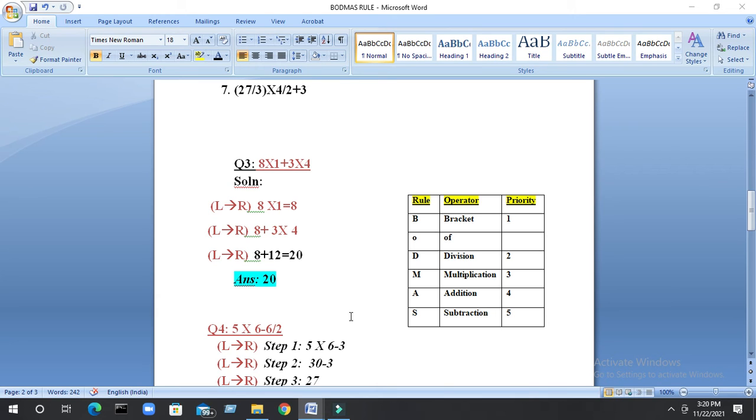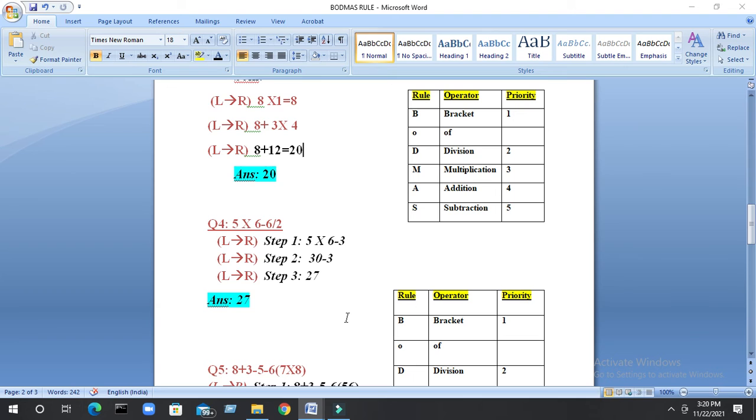When does the BODMAS rule work? When there is more than one operator in an expression or in an equation. Next, let's move on to the fourth example. Here you see we do have multiplication, we do have subtraction, and we do have division. So you know by now what the priority of the operators is. What priority does each operator take?